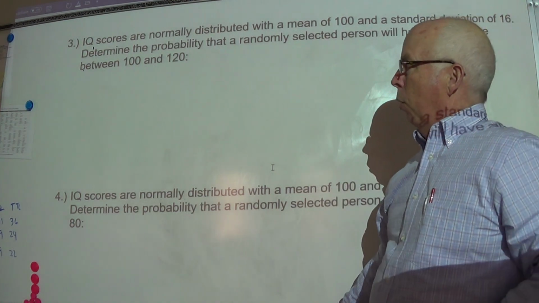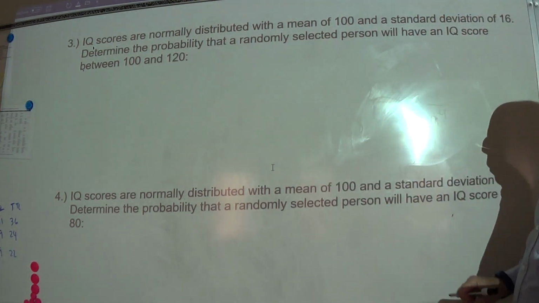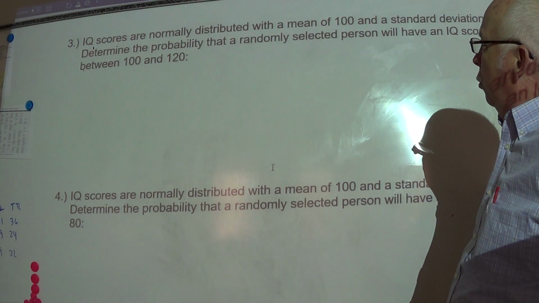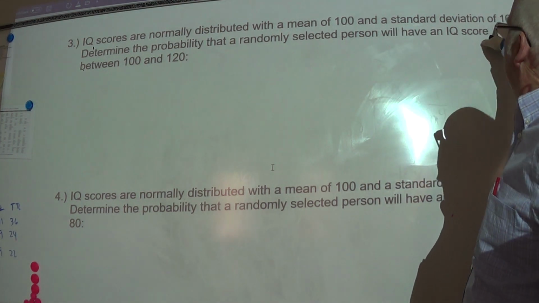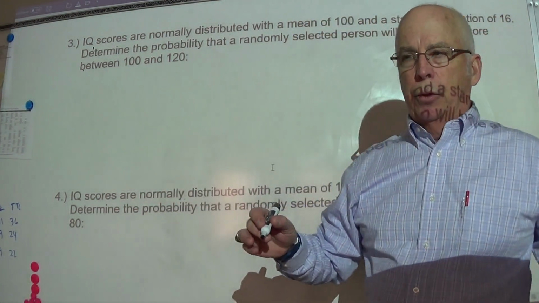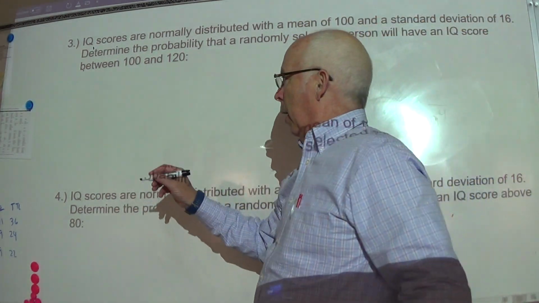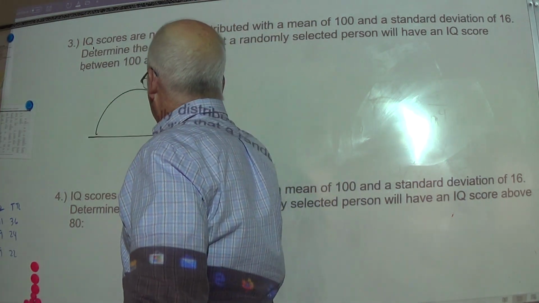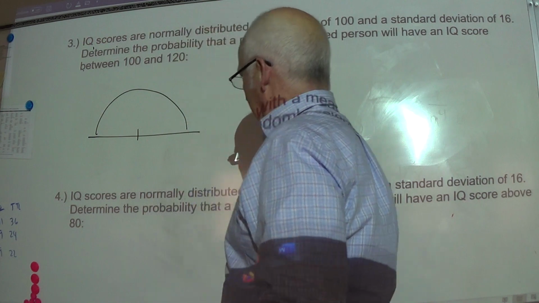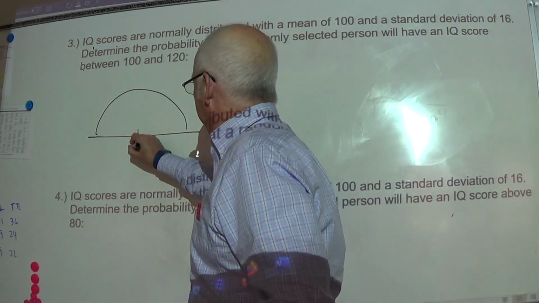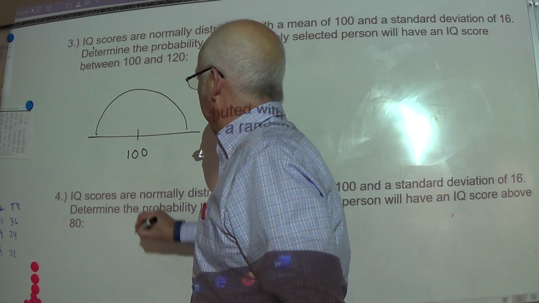Okay? So let's just read what we're being tasked to do. It says IQ scores are normally distributed with a mean of 100 and a standard deviation of 16. All right, so we've used IQ score data before. That and SAT, this text likes very much. So if, again, I draw my kind of very crude standard normal curve, all right, my mean is actually 100, okay?